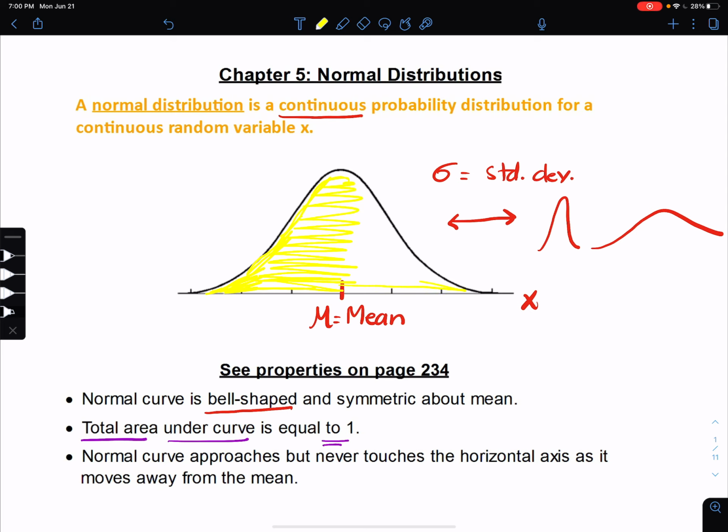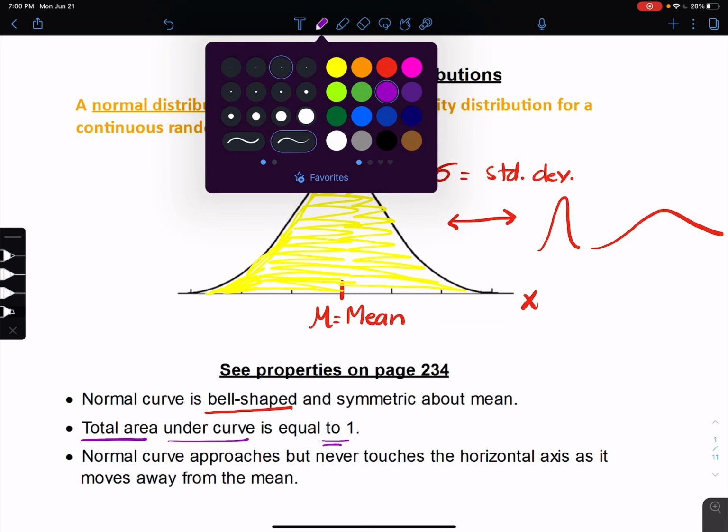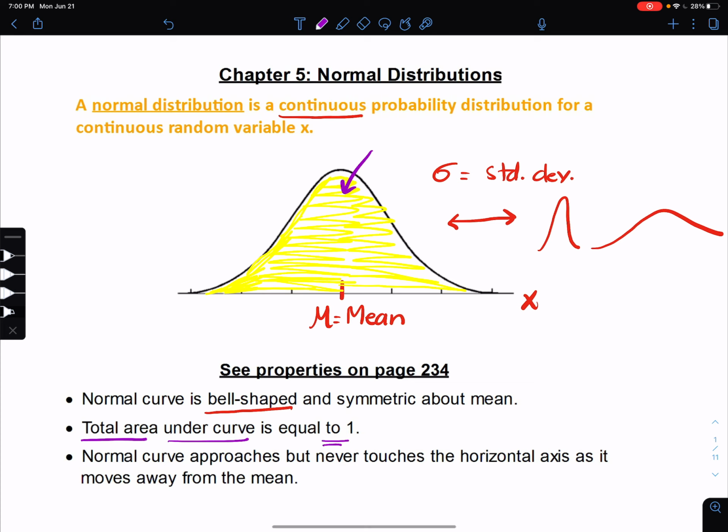If I were to shade in all of this region underneath the curve, the total area of that shaded region is going to be equal to 1 for every normal curve, no matter how narrow or how spread out the values are. And then lastly, the normal curve will never cross the x-axis. It gets very close and you can see it trails off on either end, but it never crosses the x-axis. Those are things that have to be true. These properties have to be true in order to have a normal distribution.